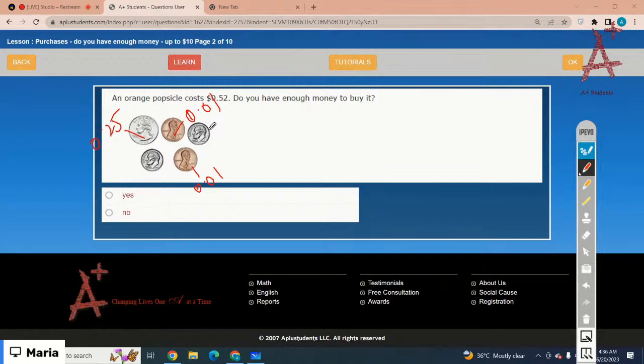And then you have dimes. You have two dimes. You can count them by 10. It would be 0.10 and 0.10. Got it? So it would be 0.25, 0.35, 0.45, and then you add 0.01, 0.01. That would be 0.47. That means the money you have is 0.47, but you need $0.52. That means no, that is not enough money. Got it? The correct option is no.